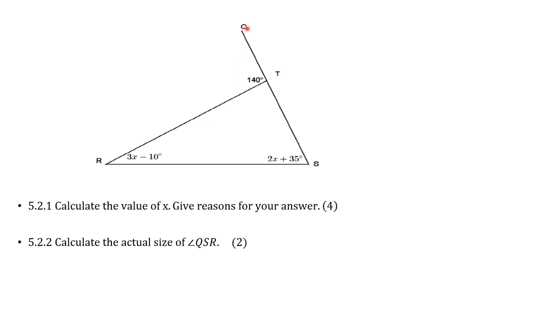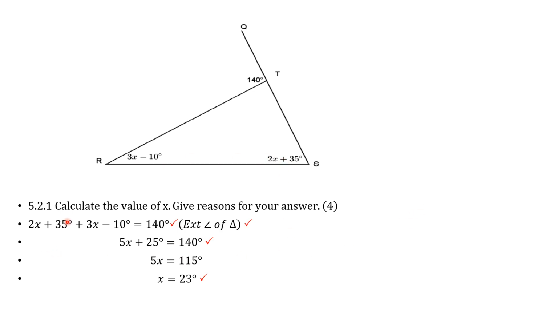So again, they've given us TSR and T is extended to Q. Calculate the value of x. Give reasons for your answers. Then calculate the actual size of angle QSR. Right, so again, we're going to first find, so there I can assume you can see exterior angle. It's never equal to the one next to it, but the sum of the two opposite interior angles.